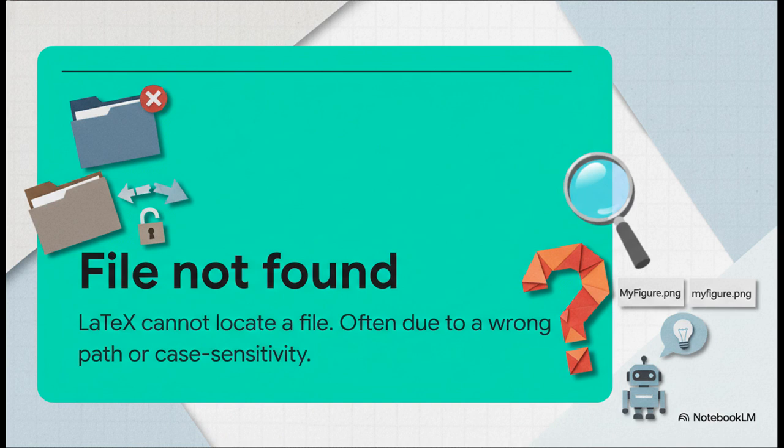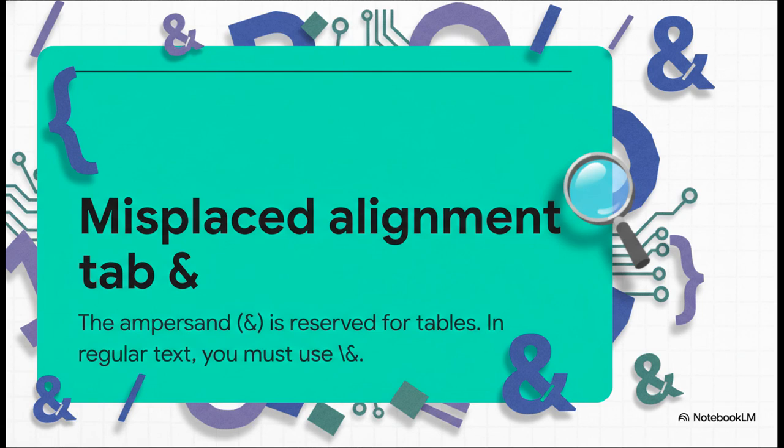And let's do one more for this tour of pain. Misplaced alignment tab character. This guy pops up whenever you use a regular ampersand, the and symbol, in your text. See, LaTeX reserves that little character for aligning columns inside of tables. So if you just want to type research and development, you have to remember to escape it by putting a backslash in front of it. So easy to forget. And boom, another error gets added to the pile.